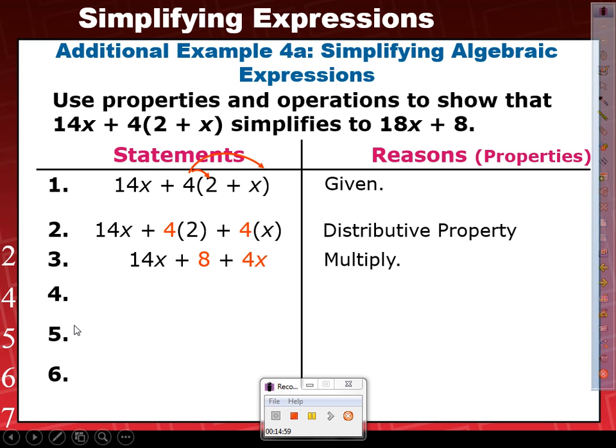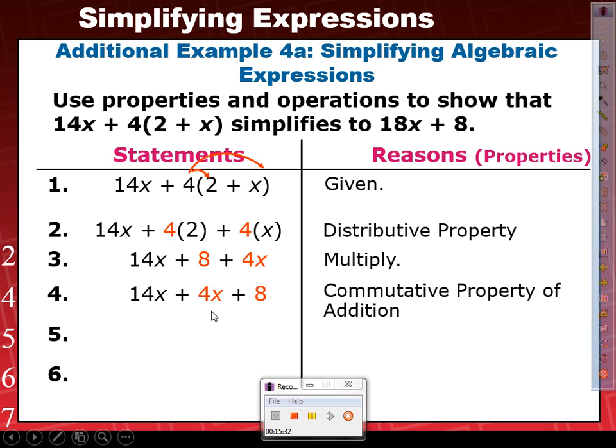Okay, let's see. Oliver, what would we do? Identify like terms, and you saw which ones they were: 14x and 4x. So to get them together, that is correct, identify. To get them together, what property is that? Commutative property of addition. Write that down. And we're going to identify that 14x is together with 4x plus 8.